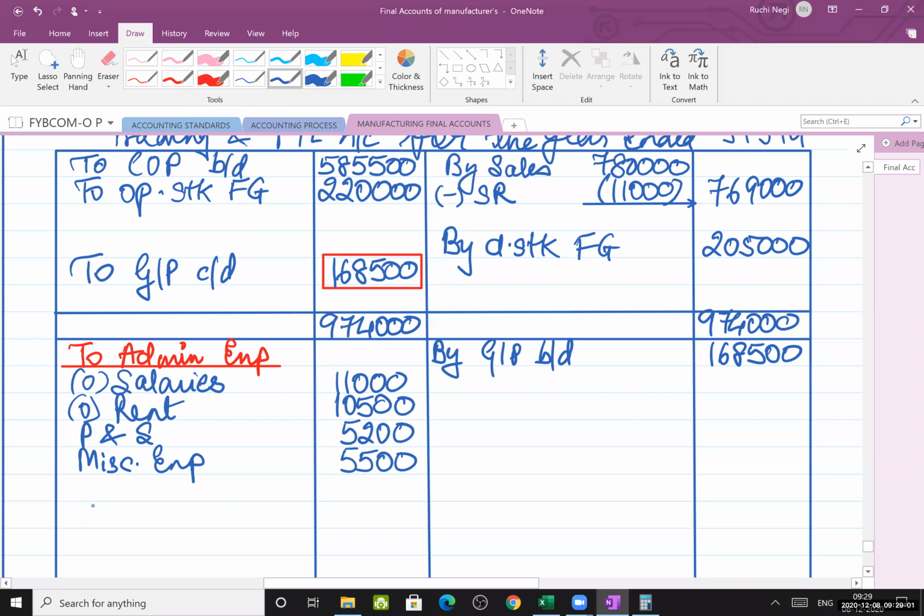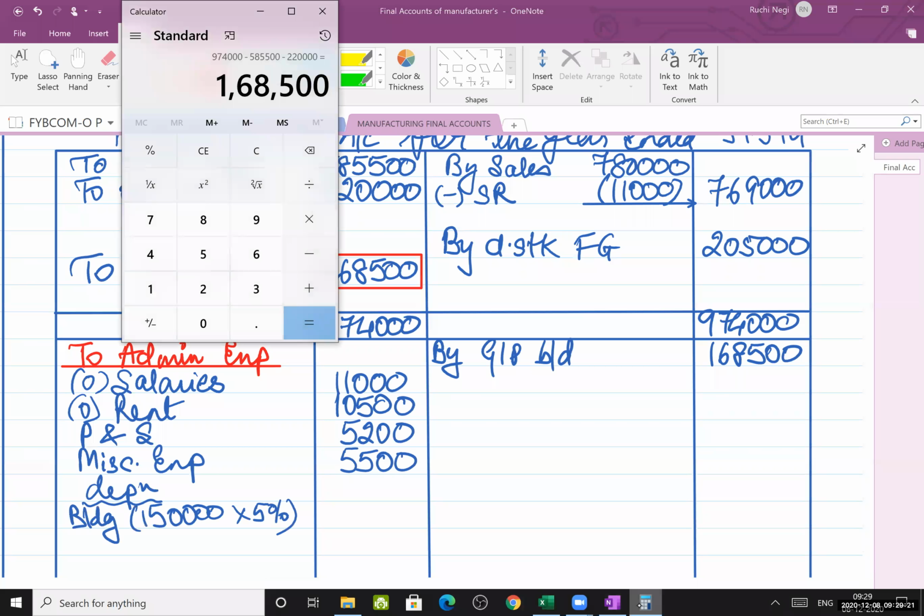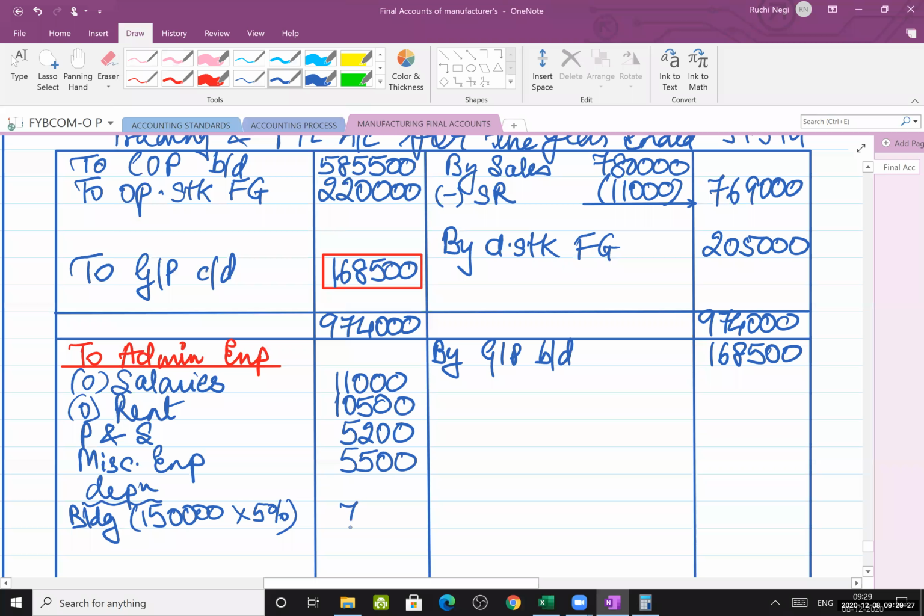Anything else we were supposed to? Yeah, depreciation has happened. Depreciation of what? We had building. So building was how much? 1,50,000. 5% of 1,50,000. 5% of 1,50,000 is 7,500.